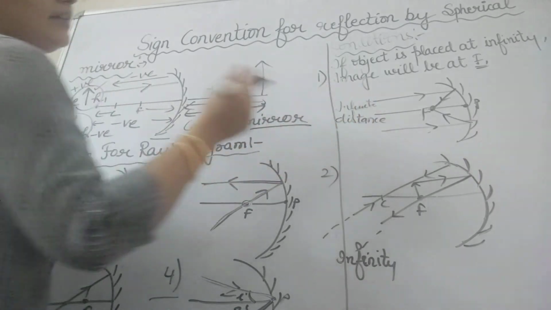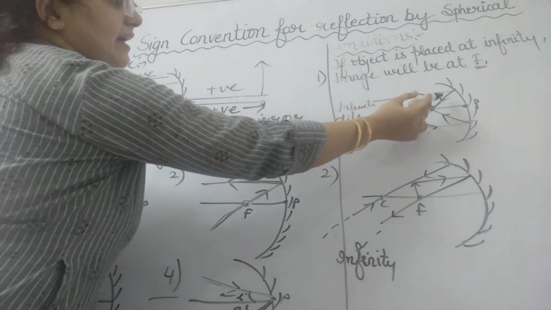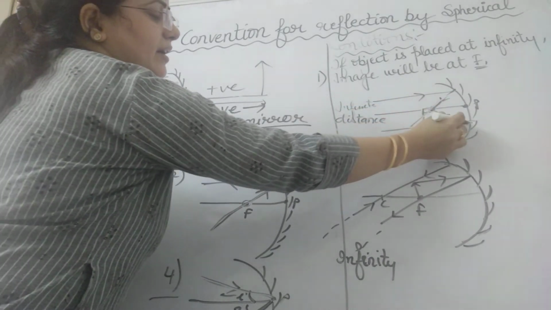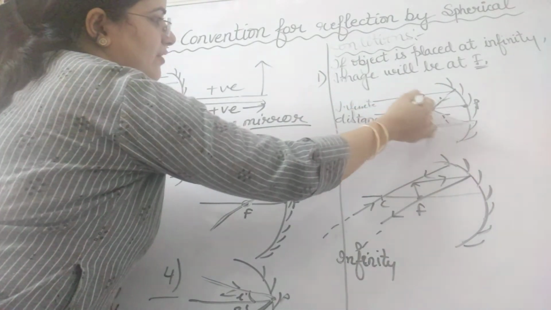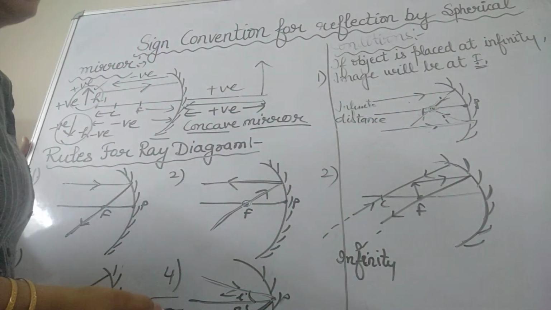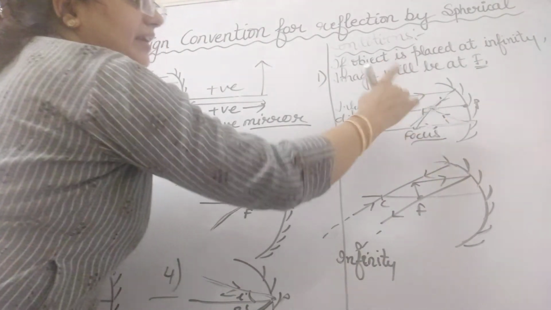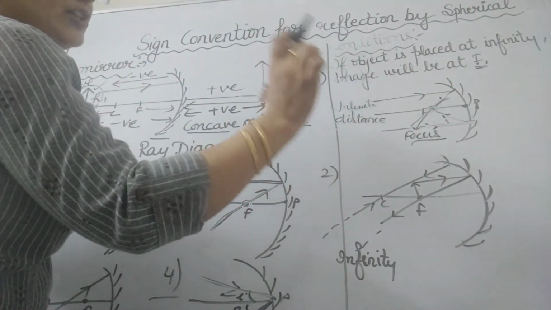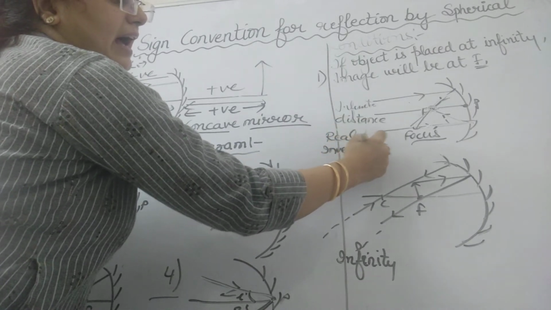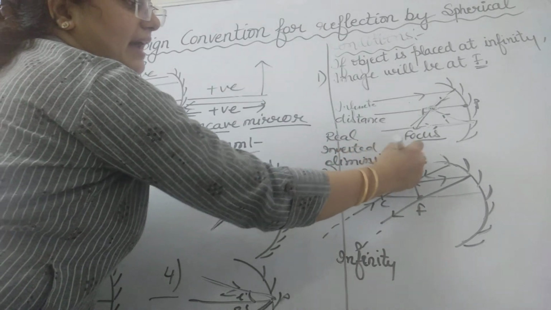If the rays are coming from infinity, they will go parallel to the principal axis and will pass through the focus. The second ray is also going parallel to the principal axis and will pass through the focus. Where they meet, the image will be formed, and the meeting point is the focus. And remember, this is a real image where the rays are actually meeting. This is real, inverted and diminished.